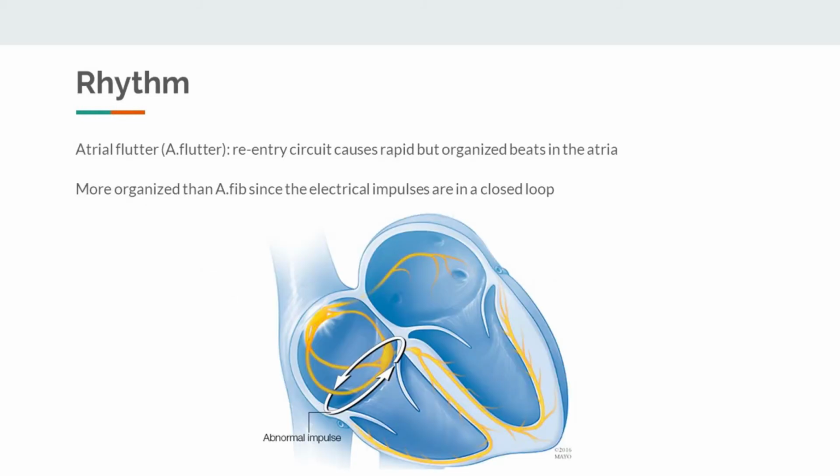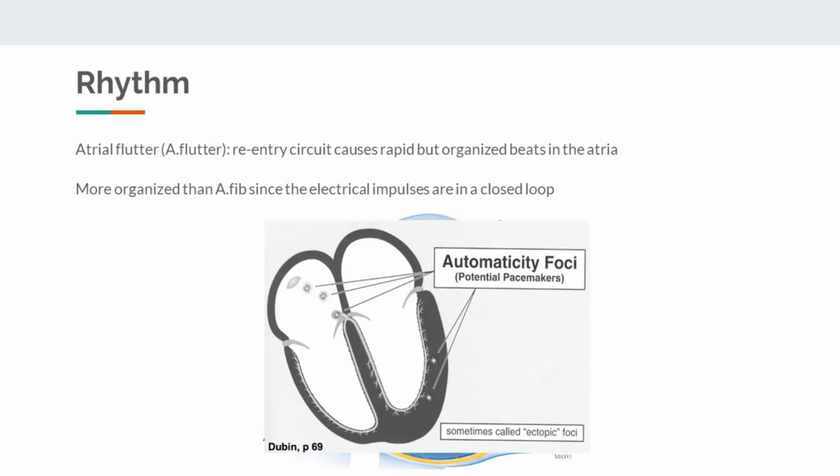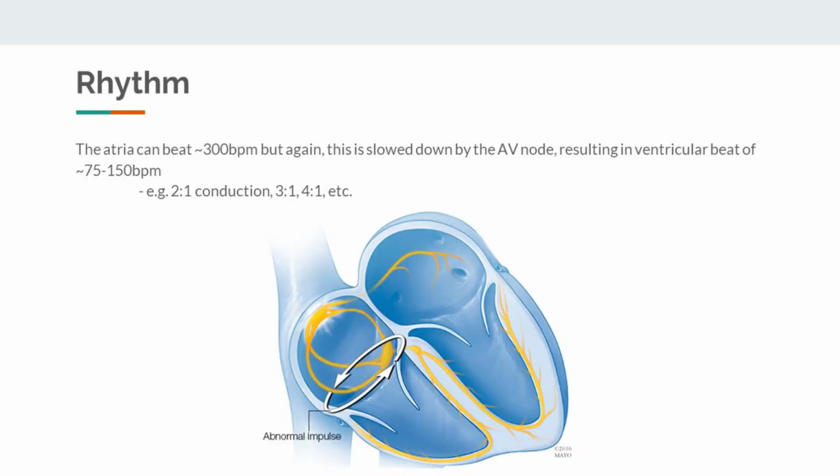In atrial flutter, or A-flutter, there is a re-entry circuit in the atria that's causing the atria to beat in a rapid but organized rhythm. Like AFib and atrial tachycardia, ectopic foci again play a role, but whereas in AFib the electrical impulses were completely random and disorganized, in atrial flutter, the impulses are slightly more organized since they are in a closed loop. This causes the atria to beat around 300 times a minute, but similarly to atrial fibrillation, the AV node limits the number of these impulses that are conducted down to the ventricles.